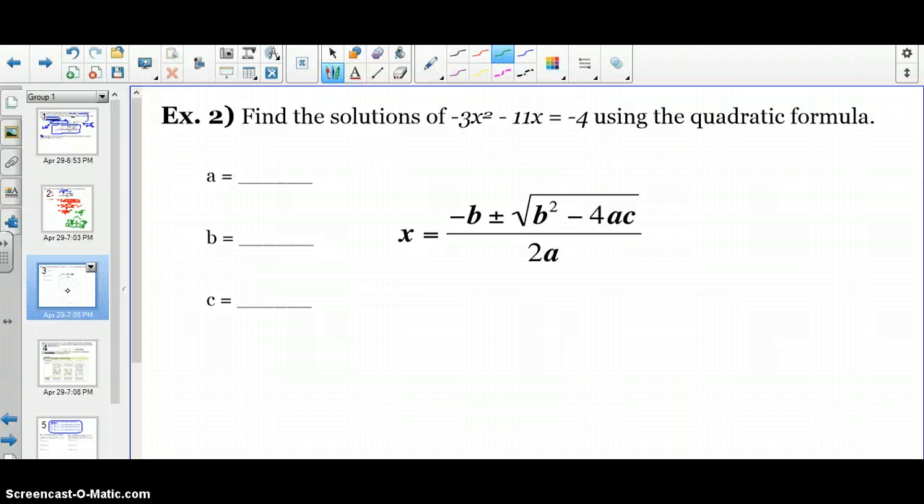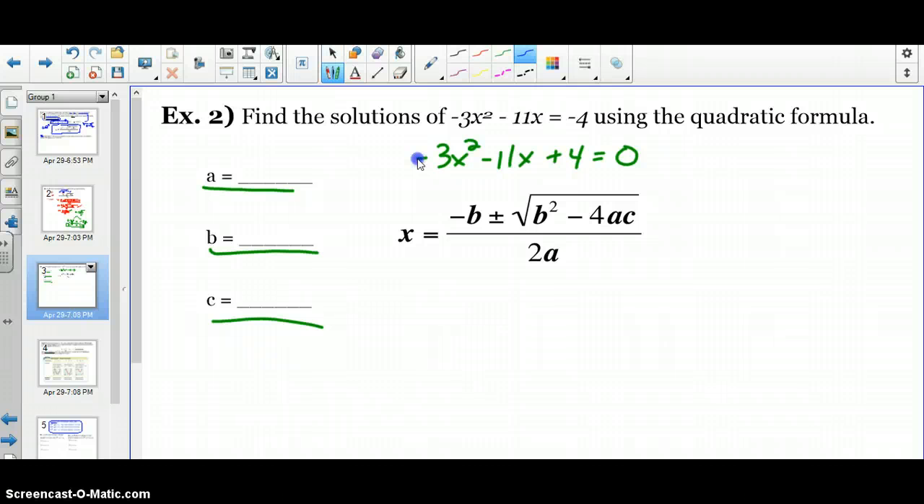Let's try another one. So let's put this in standard form first. Negative 3x squared minus 11x, and then I'm going to add 4 to both sides. So my quadratic equation is in standard form. Let's go through and identify our coefficients. A would be negative 3. B, negative 11. C, 4.